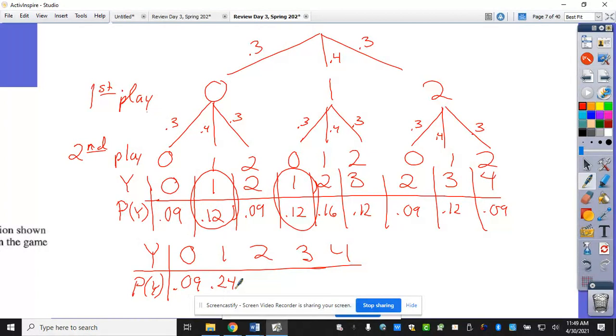I'm going to start from the other end, just make it easier. There's only one that's 0.04, which is 0.09. There's 2 that are 0.03, which is 0.12, 0.12. And then there are 3 paths with 2 points: 0.09, 0.09, 0.16, which is 0.34. This is your final answer in a chart instead of in words.